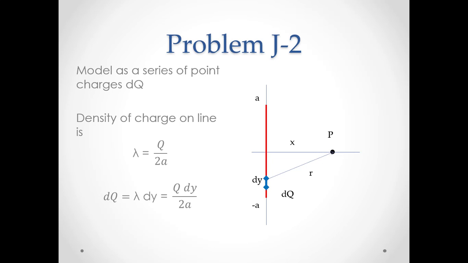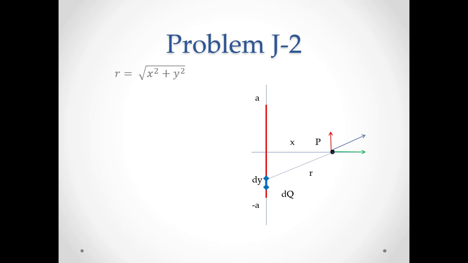So what dq really is, it's equal to the linear density of charge times how big the little chunk of charge is that I want to make. And so I'm going to say that this chunk has a thickness or a length of dy. And so dq, the charge of this little chunk dy, is lambda times dy, or Q over 2a times dy.